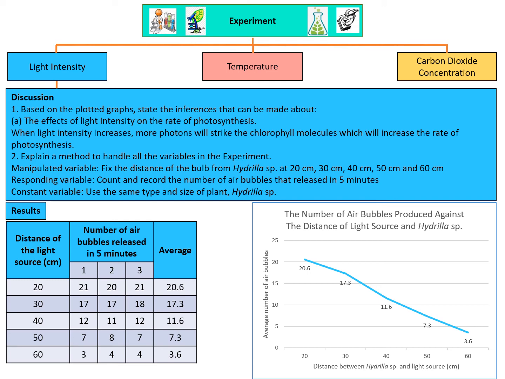Question number 2. Explain a method to handle all the variables in the experiment. Manipulated variable: fix the distance of the bulbs from hydrilla at 20, 30, 40, 50, and 60 centimeters. Responding variable: count and record the number of bubbles released in 5 minutes. Constant variable: use the same type and size of hydrilla plant.